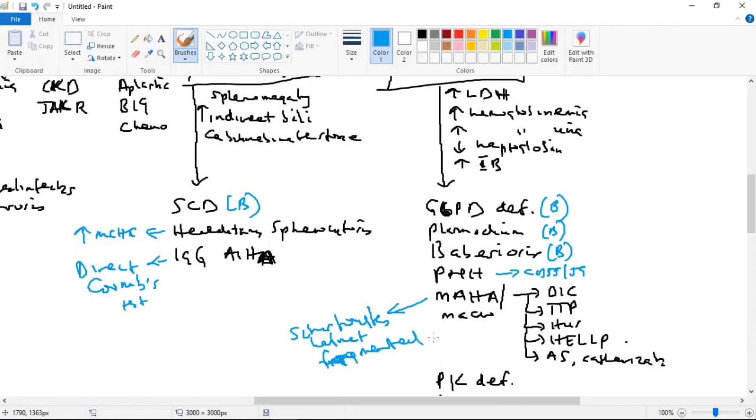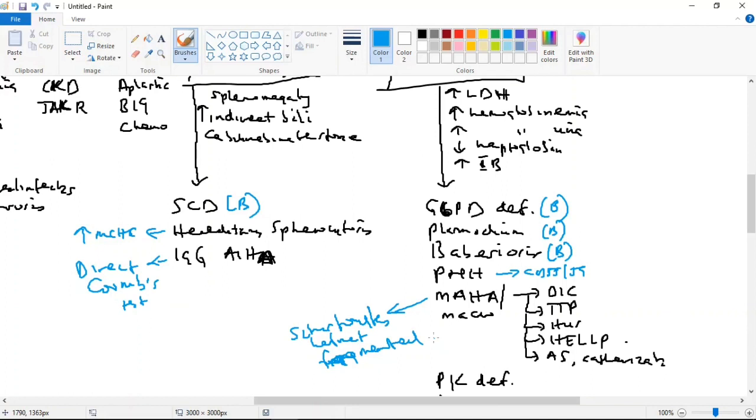So differentials include what? DIC. When you see that, I'm thinking DIC, TTP, HUS, HELLP. Those are my differentials for MAHA. Sometimes this mechanical destruction can take place in larger vessels or sometimes in the heart. In the aorta, they call those macrovascular, right? Or macroangiopathic hemolytic anemia. That will be due to maybe severe aortic stenosis. After catheterization, like aortic catheterization, the catheter itself can actually mechanically destroy red blood cells, right, as it's moving through the blood vessels.